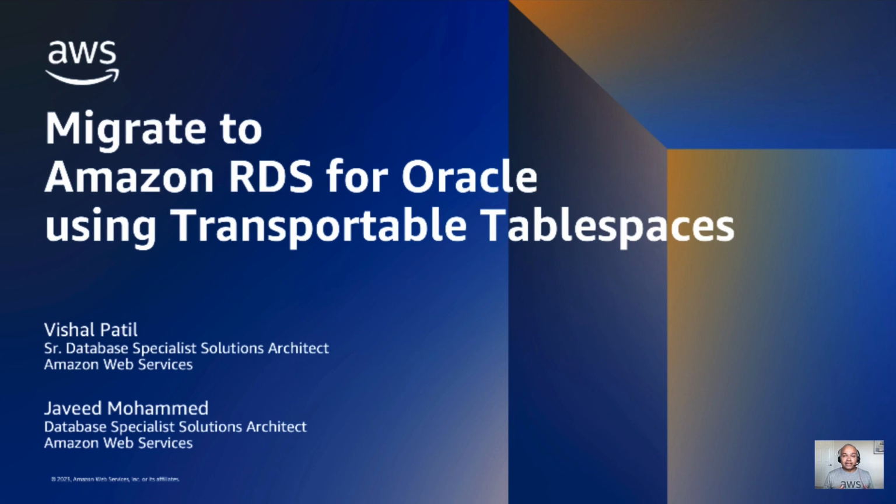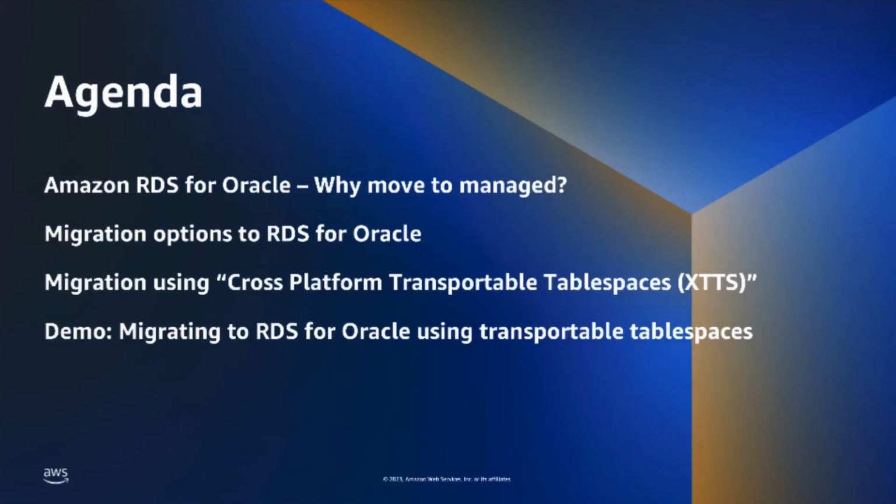As a first step, let's take a quick look at some of the topics we want to cover in this video. We will start with what Amazon RDS for Oracle is and why move to managed services. What are the existing migration options with RDS for Oracle? Then we will introduce migration using XTTS, that is cross-platform transportable tablespaces, along with its benefits, best practices, and limitations. Followed by a demo where we will show what steps to carry out for this type of migration.